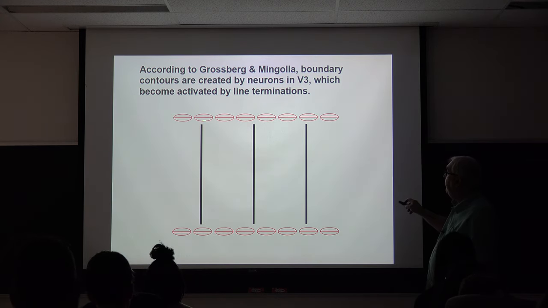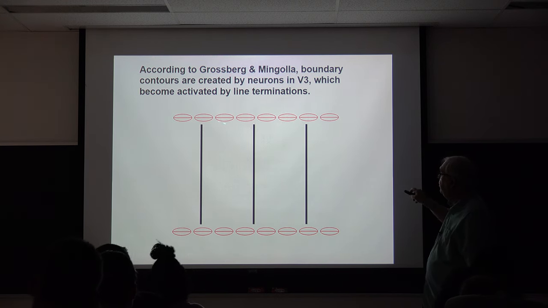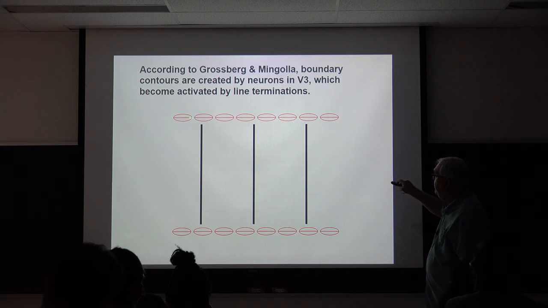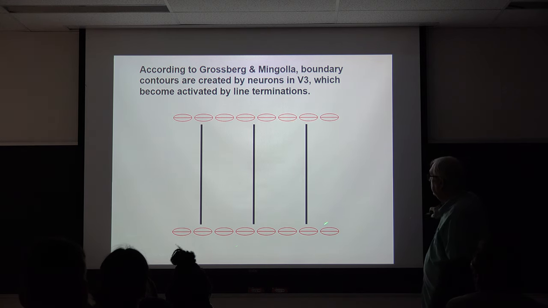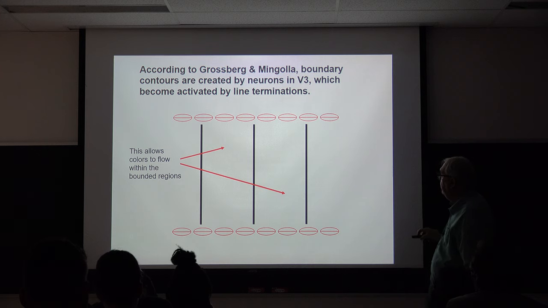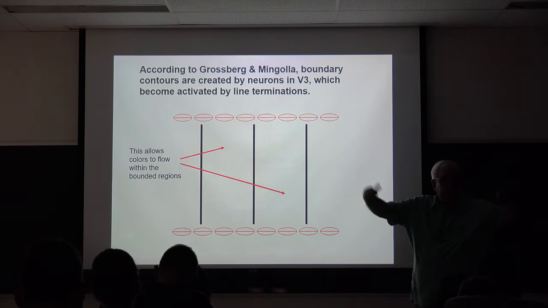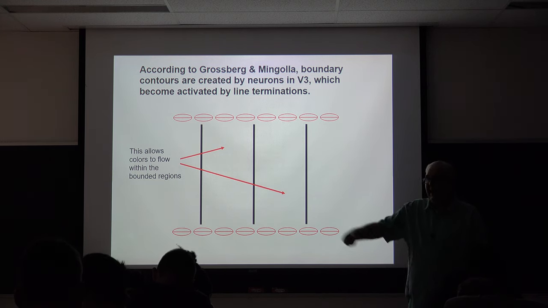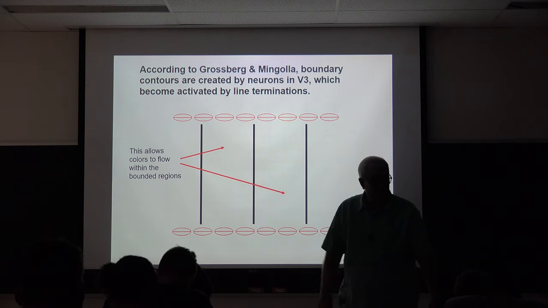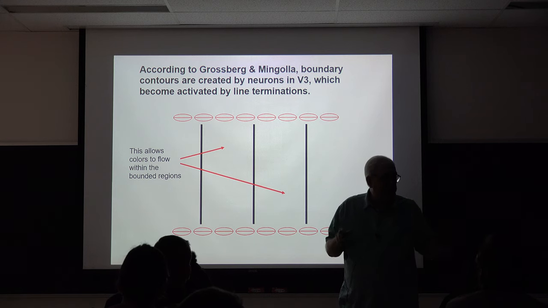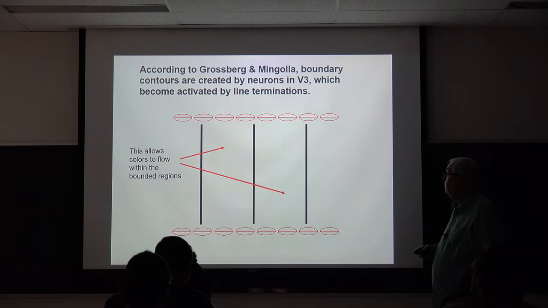All right, so this starts a pattern of activity in the brain where you have horizontally oriented cells with horizontally oriented receptive fields that start getting activated by these terminators. This is the boundary contour system. Then colors are allowed to flow inside this bounded region. If you didn't create these boundaries, the color would just flow outside. It's like you pour different colors of paint on a canvas, it would just smoosh all over the place. If you allow color to flow, you have to have ways of blocking its flow. And that's what the feature contour system does.